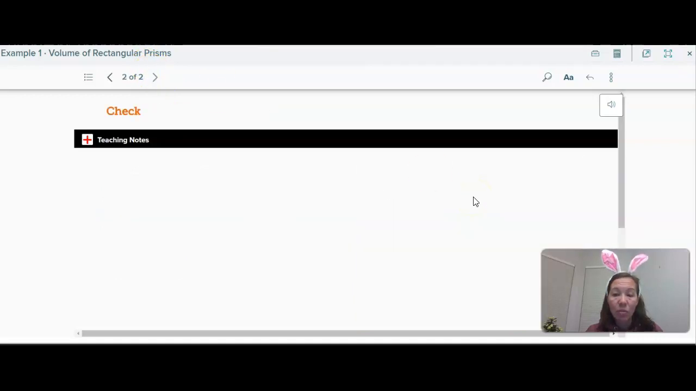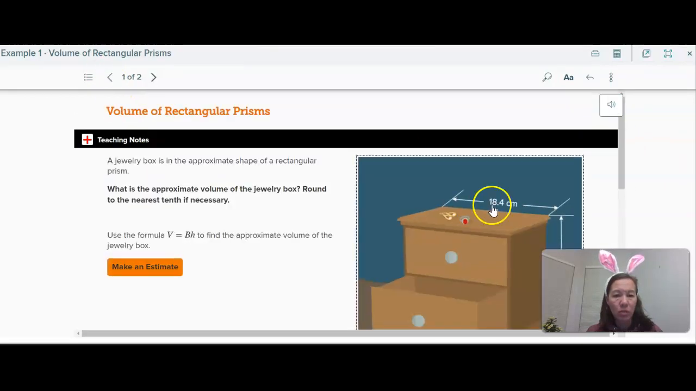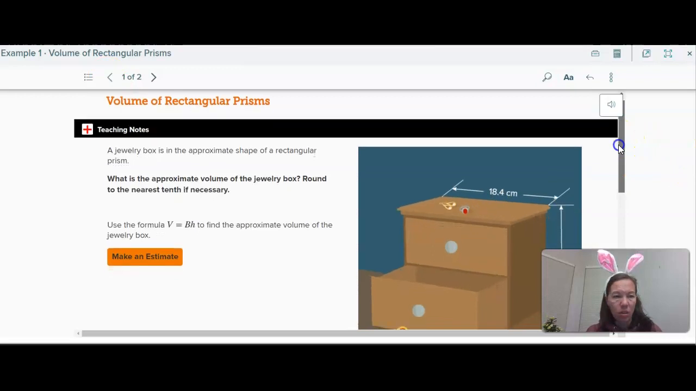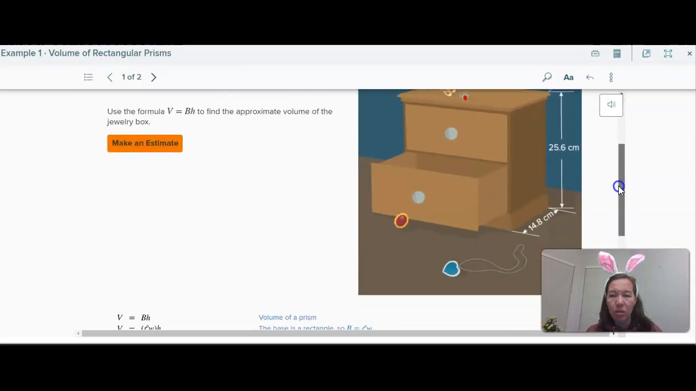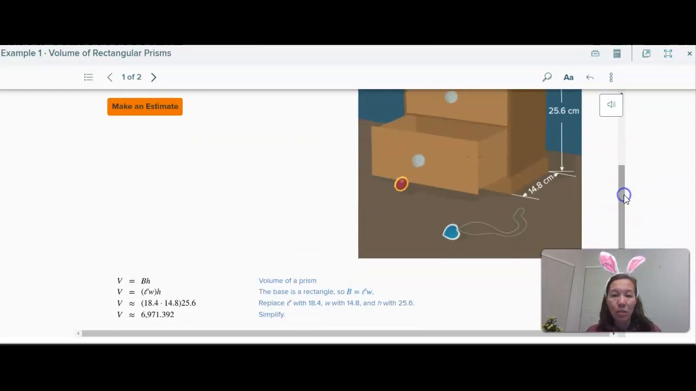Now, with rectangular prisms, we can actually rewrite the base, because the base is a rectangle and the area of a rectangle is length times width. So in a rectangular prism, you could also use this formula, length times width times height.